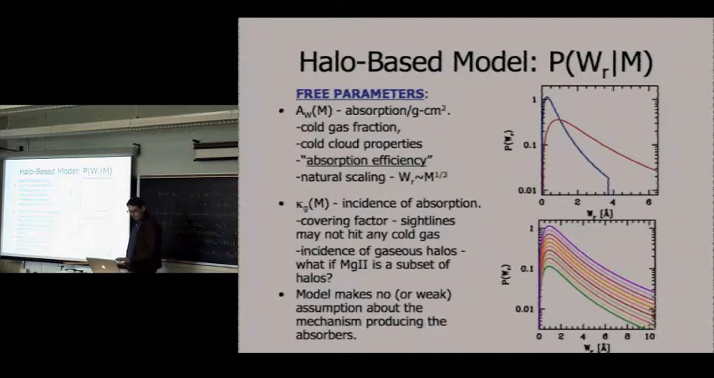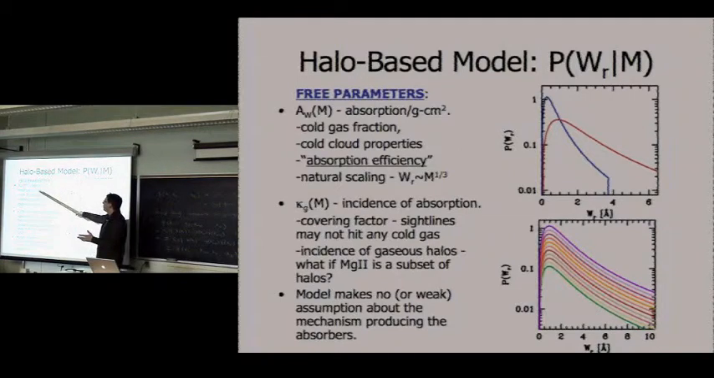So now this is a halo model, so there's no physics. Remember, I must divorce myself from all the physics in order to constrain the parameters. So I want to take this PDF and say it's going to vary as a function of halo mass. I may get stronger or weaker absorbers in halos of different masses, and leave these as free parameters. The first parameter is what I call A_W(M). It's an absorption per unit surface density. It encompasses physical things inside of the halo, like the cold gas fraction, these little cloud properties, how big they are, what their cross section is, and it turns into what you can think of as an absorption efficiency parameter.